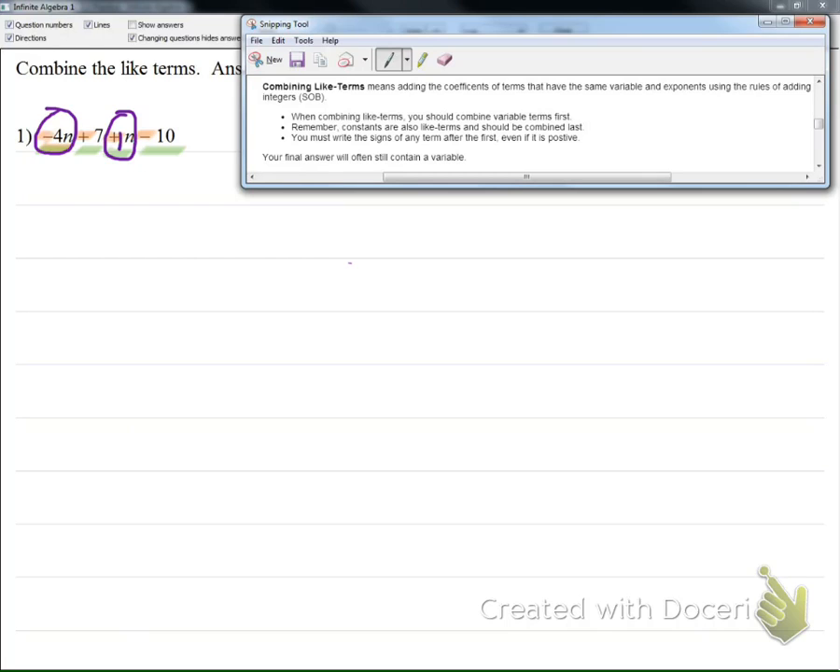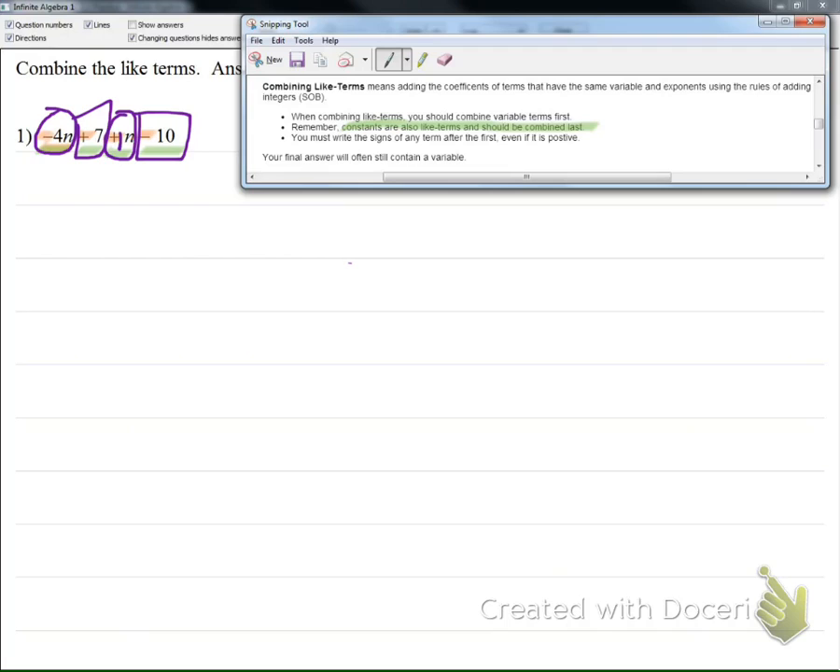In algebra, we don't like to write the number 1. It's just implied that it's there. So those terms are alike, even though they have different coefficients. Now, it's important to also remember that constants are also like terms. When you're combining your like terms, you're supposed to combine your variable terms first and then your constants last. I'm going to go ahead and put squares around my constants, the positive 7 and the negative 10.